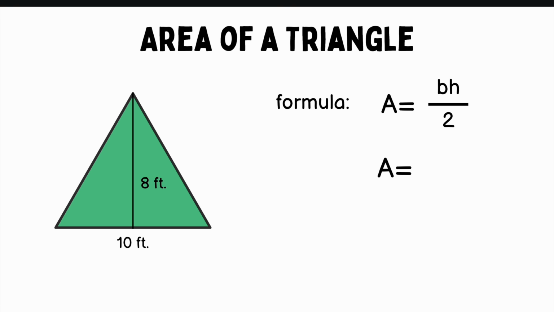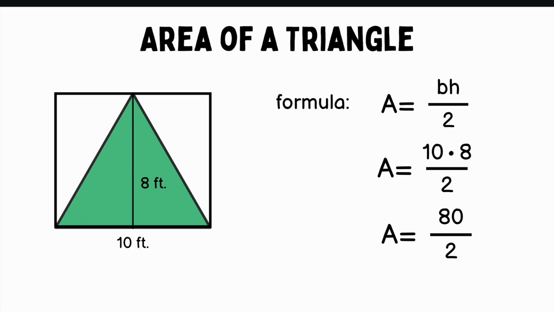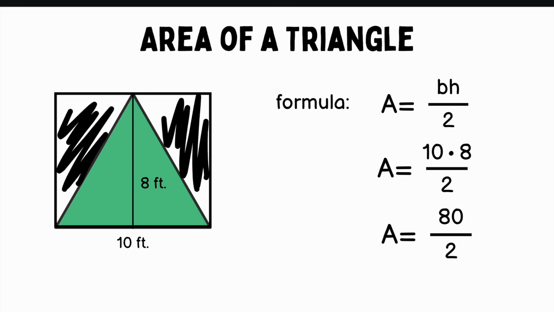So we can write area equals the base length, which is 10 feet, times the height, which is 8 feet, divided by 2. We know that 10 times 8 is 80, divided by 2. Remember, we have to divide by 2 because we're getting rid of this and this. We only need the area inside of the triangle.